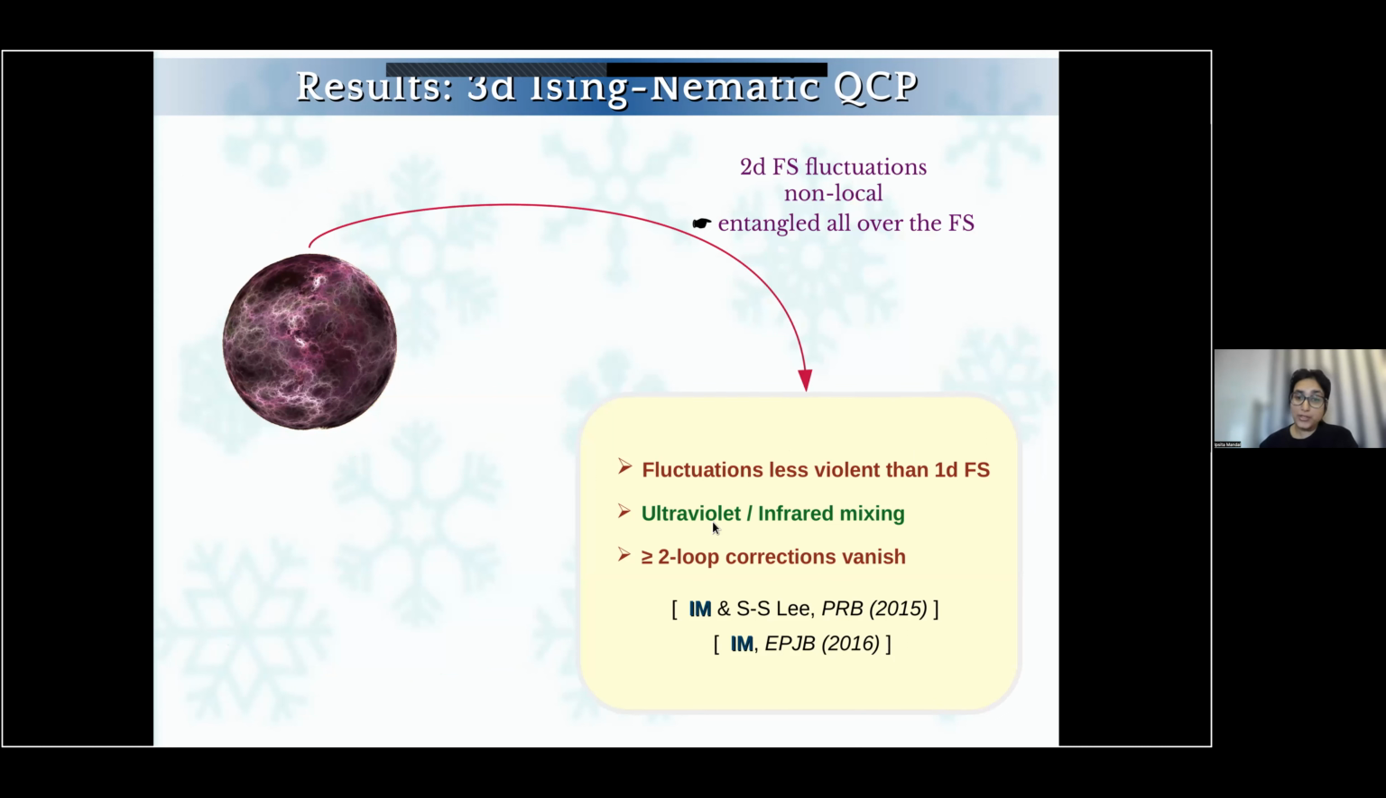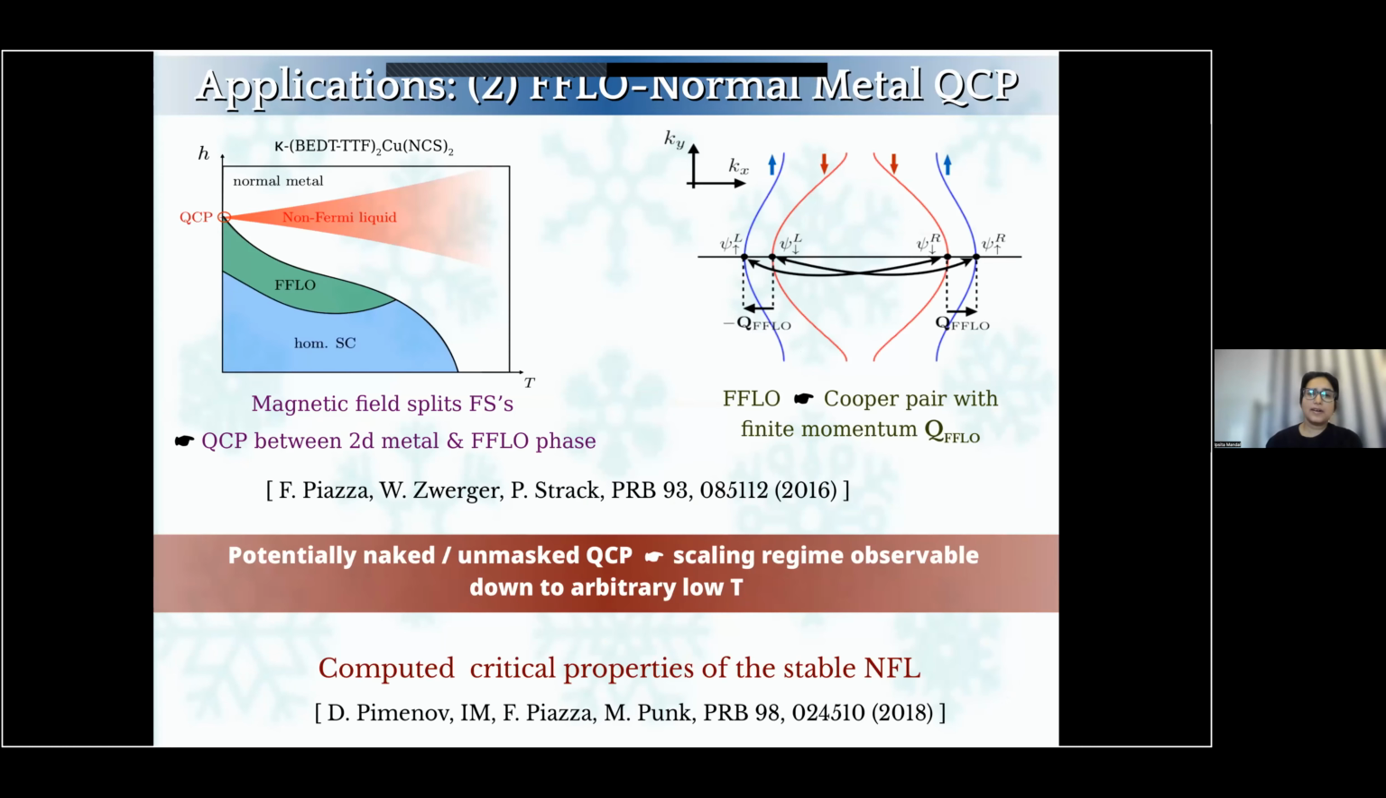Now, we also found that there is this curious emergence of the mixing of ultraviolet and infrared physics, which I'll explain to you later. And this leads to the fact that the results that we obtained were one loop exact. That means the two loop and the higher loop corrections all vanish for this system. Now, there are other systems where we applied similar formalism.